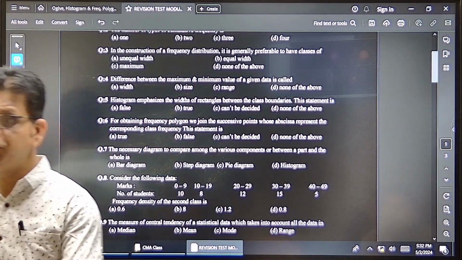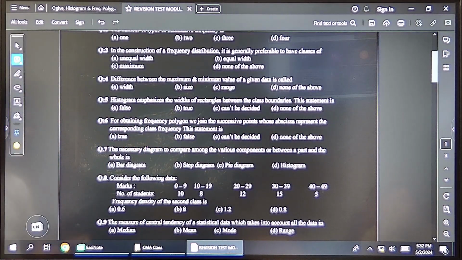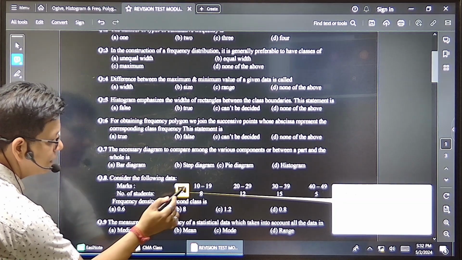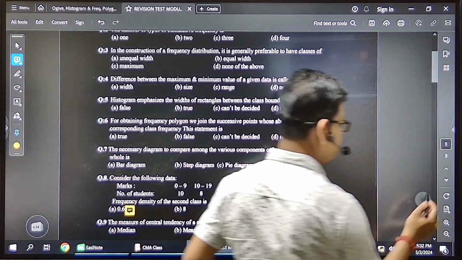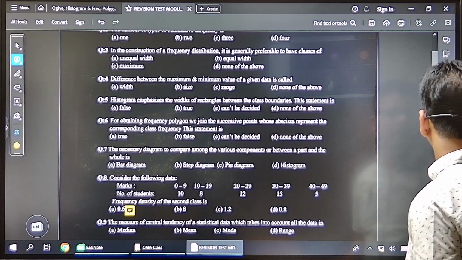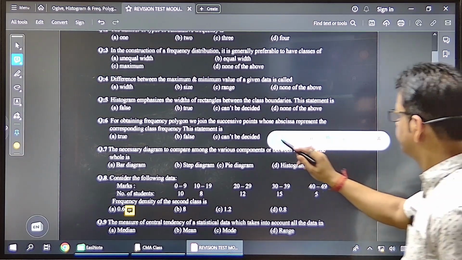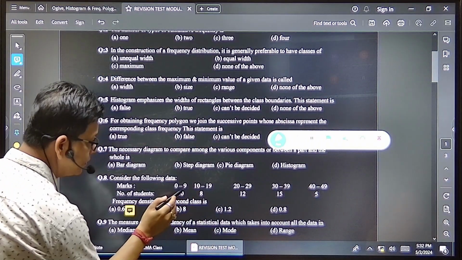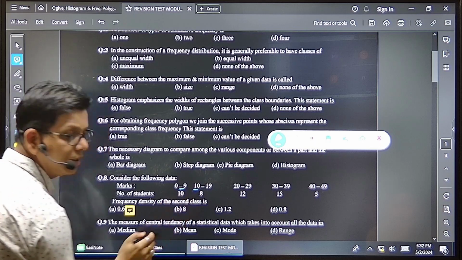All these classes should be made continuous before we do. Is it a continuous class? This is what? 9. What is the first one? 9. Second one? Look at this. This is how much? 9. This one is 10. Not the same number.